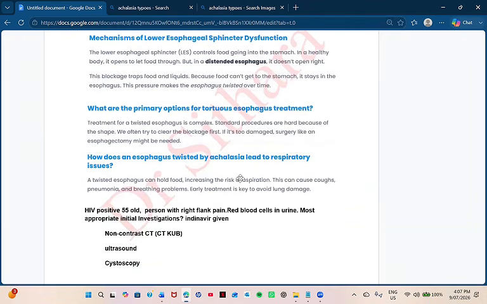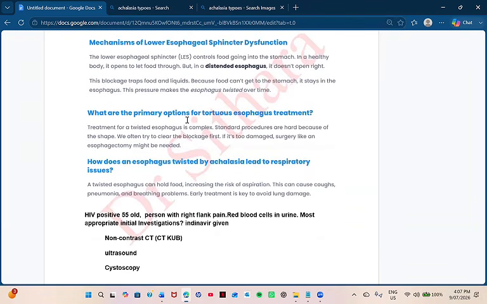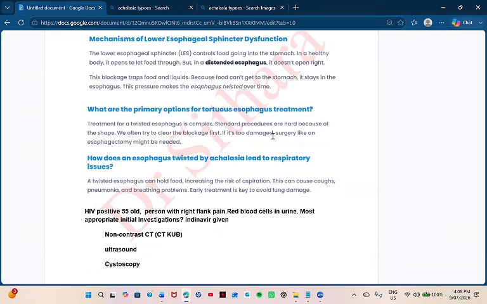Then what are the primary options for tortuous esophagus treatment? Treatment for a twisted esophagus is complex. Standard procedures are hard because of the shape. So we often try to clear the blockage first. Okay, if there is a blockage, we have to clear it first. Then, to manage the damage, surgery can be done, like esophagectomy.